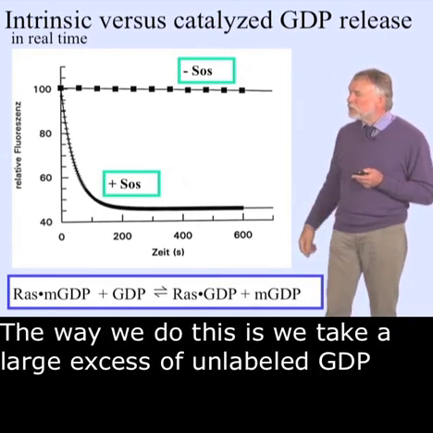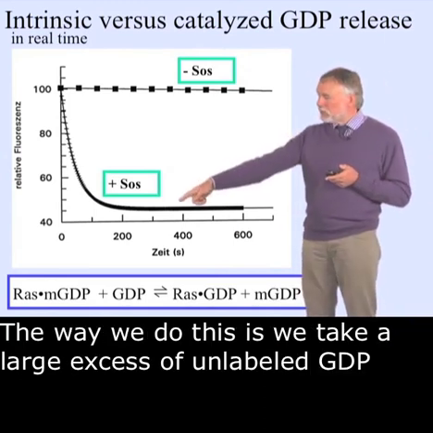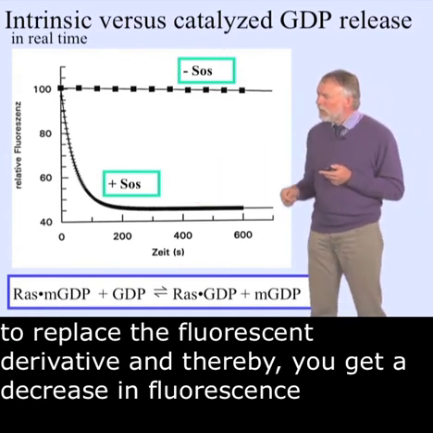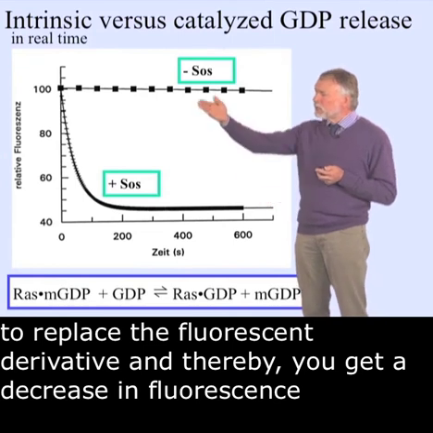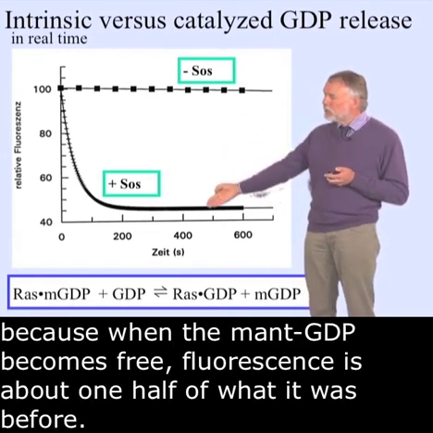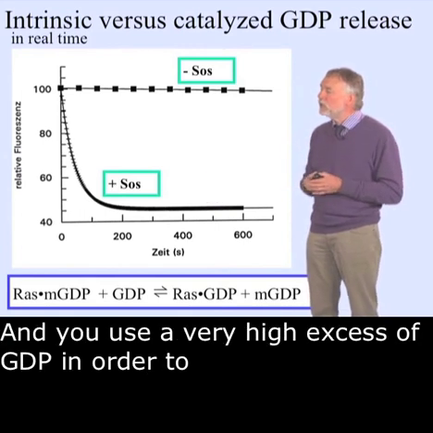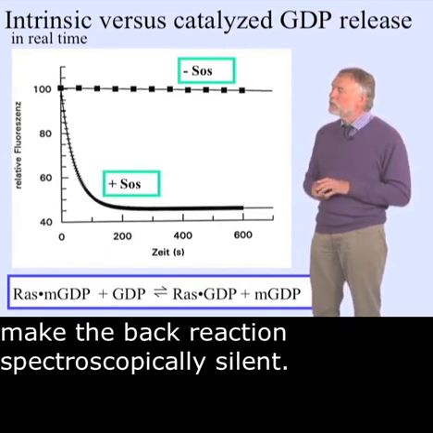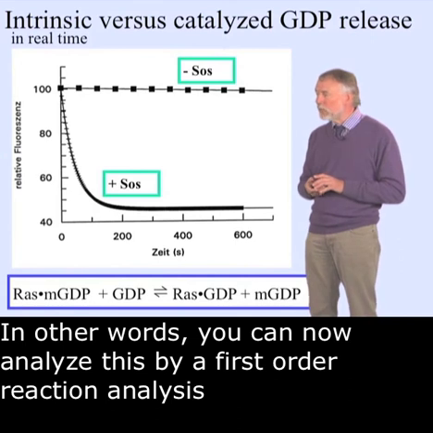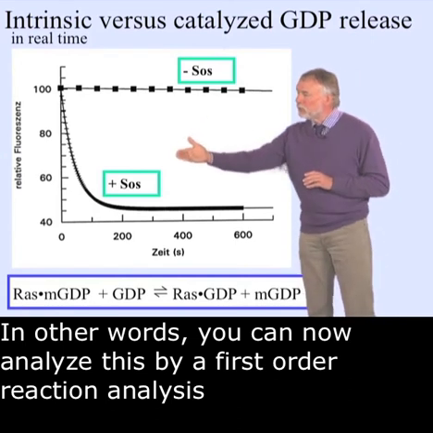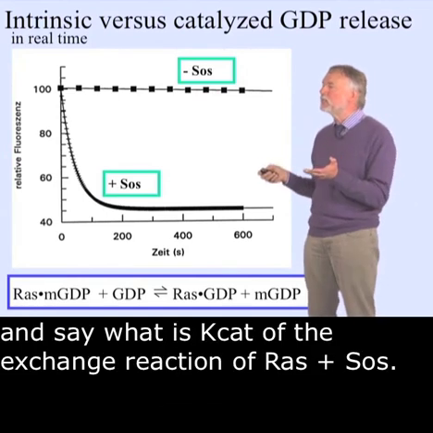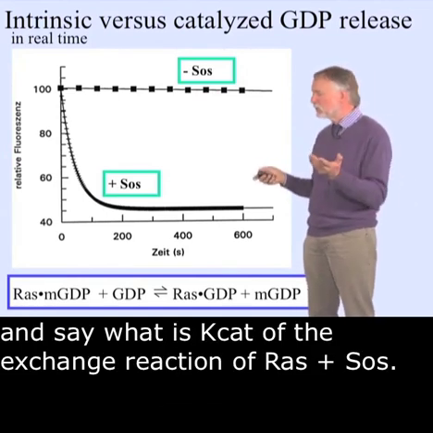The way we do this, you take a large excess of unlabeled GDP to replace the fluorescent derivative, and thereby you get a decrease in fluorescence, because when the mant-GDP becomes free, the fluorescence is about one half of what it was before. And you use a very high excess of GDP in order to make the back reaction spectroscopically silent. So in other words, you can now analyze this by a first order reaction analysis and say what is the kcat of the exchange reaction of RAS plus SOS.